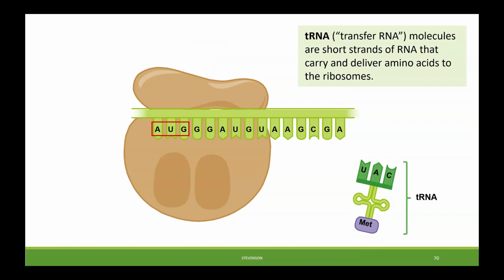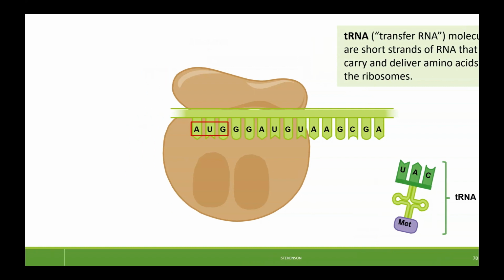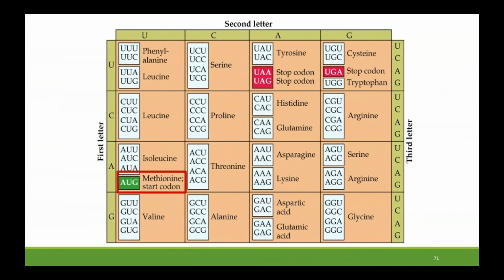So in our messenger RNA, we have AUG, and that pairs with UAC in the tRNA. And this tRNA is carrying the amino acid methionine. That's what the little purple thing at the bottom is supposed to represent. The methionine is the amino acid. MET stands for methionine. And if we cross-reference what's going on here with our codon table, we will see that AUG is listed here as translating to methionine.